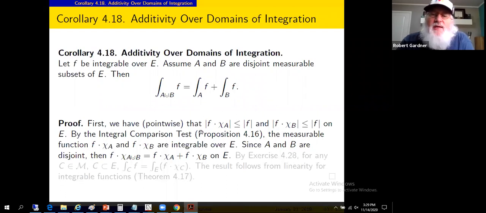The integral over E of this must be finite because the integral over E of the absolute value of f is finite because f is integrable. And similarly over here. So both of these are integrable in the sense that their integrals are finite.